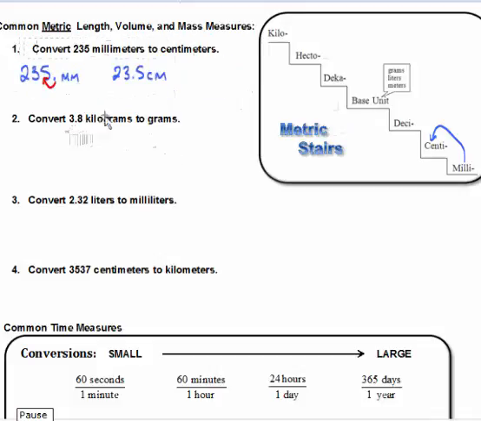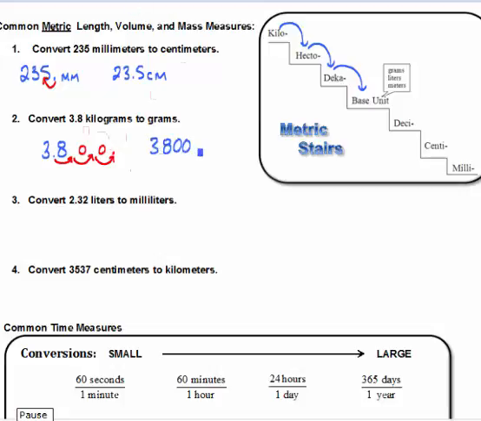It says convert 3.8 kilograms to grams. So first let me write 3.8 kilograms. So there's 3.8, and now because on this one I'm going from kilograms to grams, you go down the stairs, it looks like 3 times because grams is the base unit. So since we moved 3 places down the stairs, you move the decimal 3 times over to the right. And so you fill in zeros for every place that doesn't have a digit. The answer for this would be 3,800 grams.